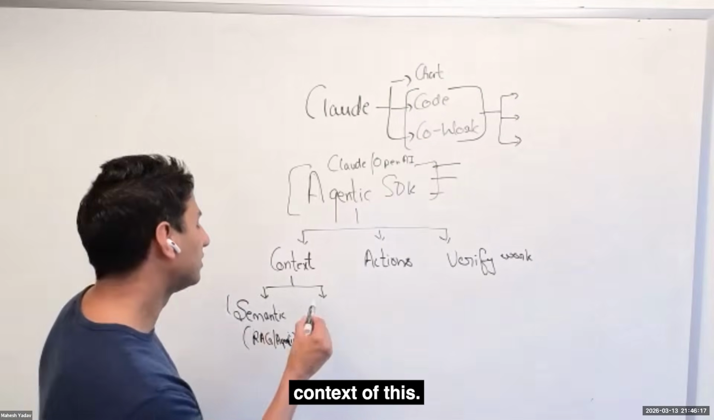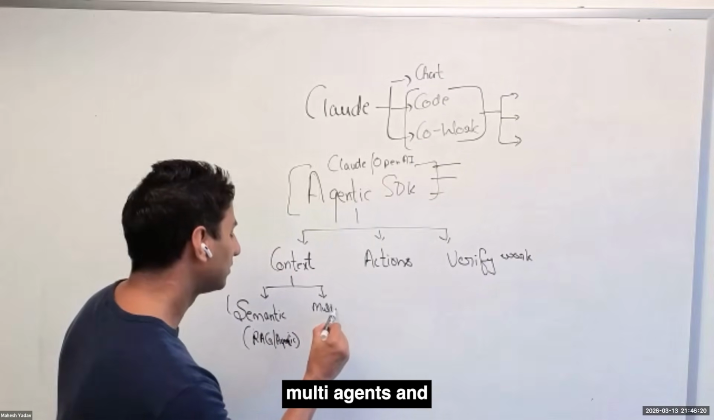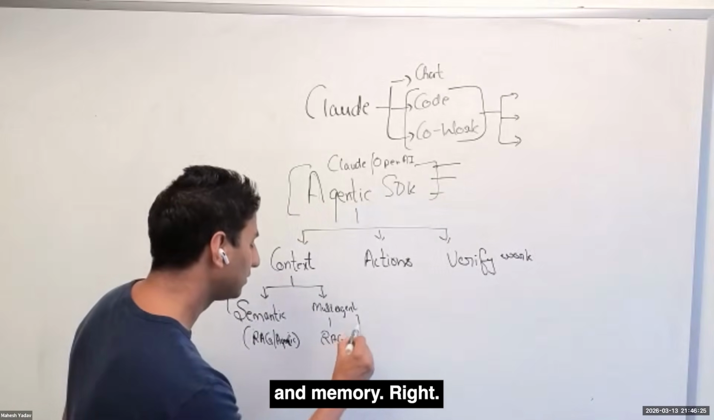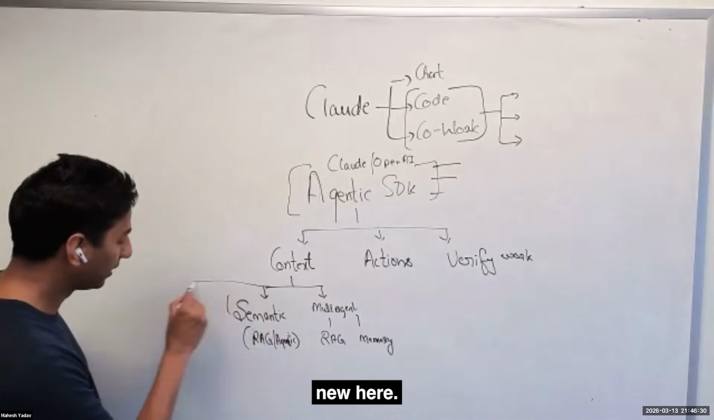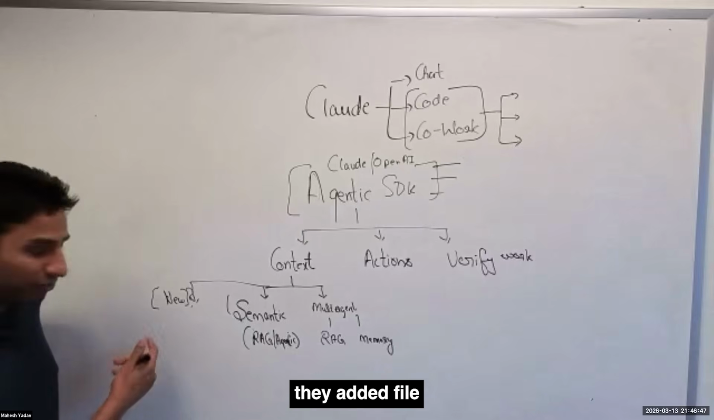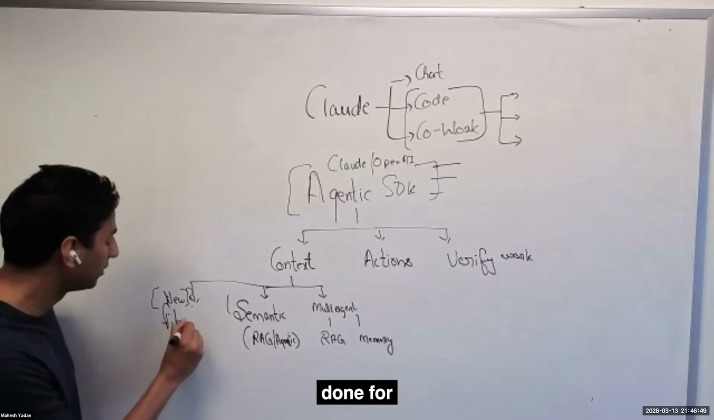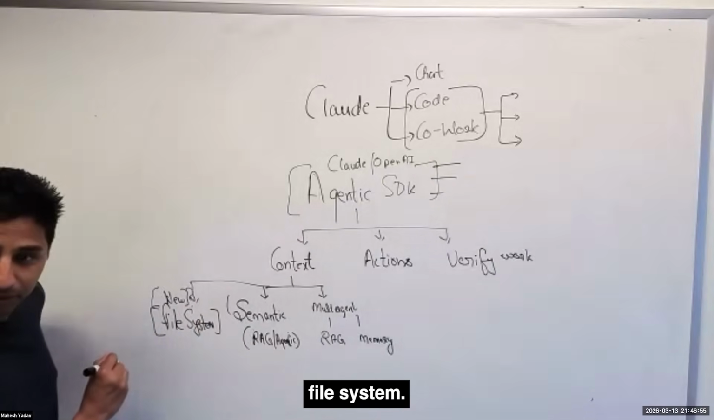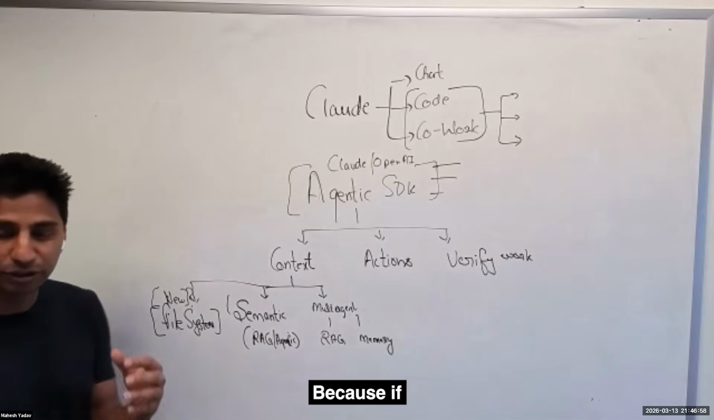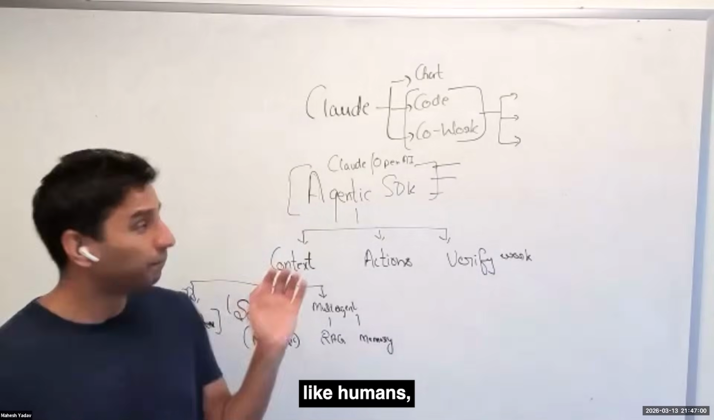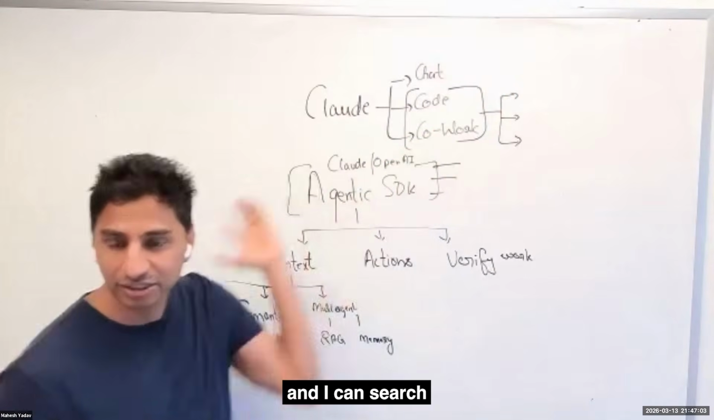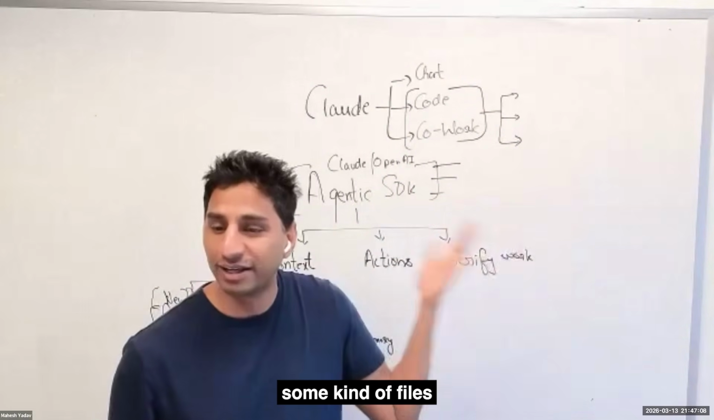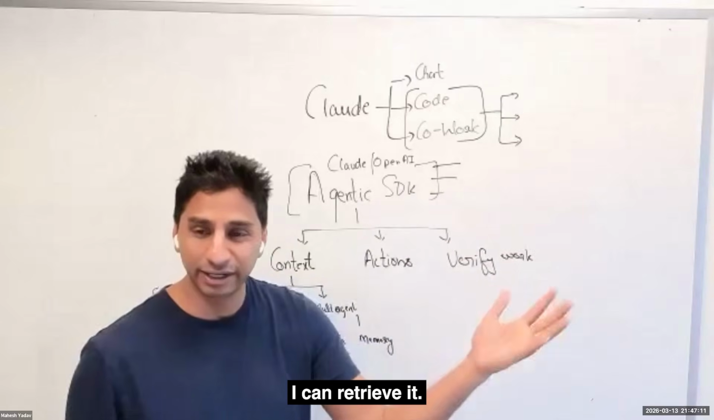So I had context of this. I can also have multi-agents, and each agent can have its own context or its own RAG system and memory, right? Then what's new here? One is they added file system access, which was forbidden for all the agents before. The agents cannot access or never try to access your file system. But they said, hey, give me your file system, because if you want me to do work like humans, I can do chit chat without anything and I can search my own databases, do RAG on it. But if you want me to do work, the work requires some kind of files that you store on your PC, and I can store it, I can retrieve it.